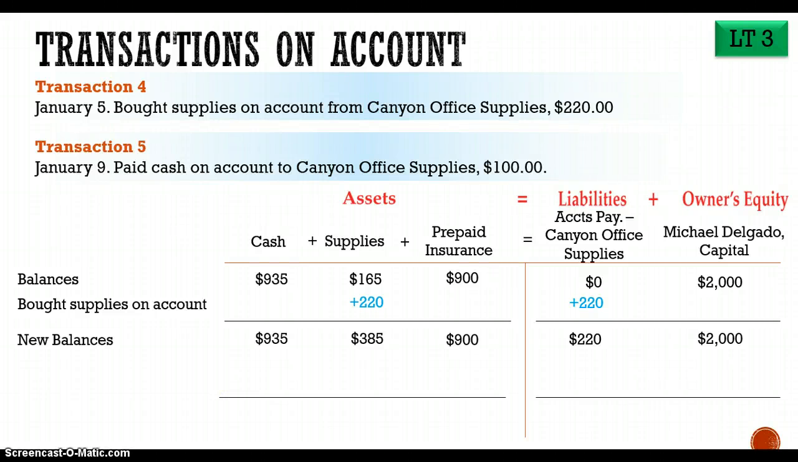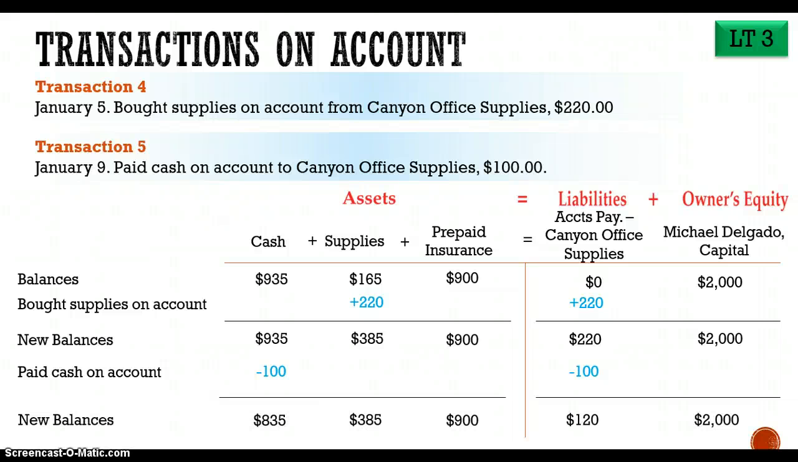Okay, so let's look at our solution for transaction 5. On January 9th, we paid cash on account to Canyon Office Supplies. So what this means is you are paying Canyon Office Supplies for the supplies that you previously bought. So how it will work is your cash will decrease, but because we're decreasing on the left side, we have to decrease on the right side of the equation as well. You're paying it off, so if you calculate your new balance, instead of owing Canyon Office Supplies $220, you only owe them $120 because you paid them $100.